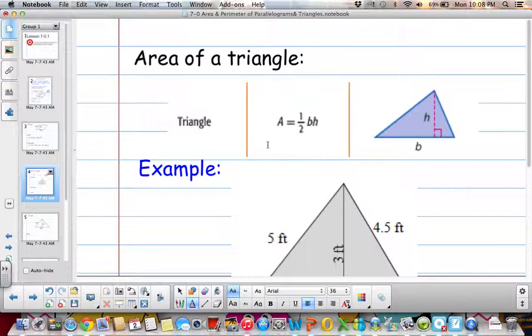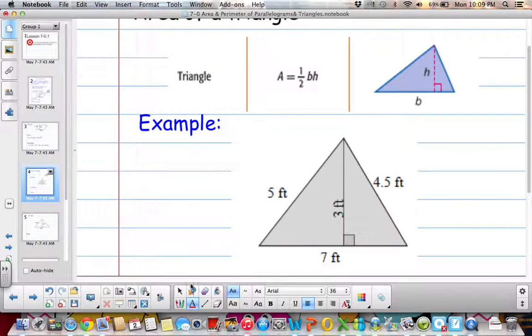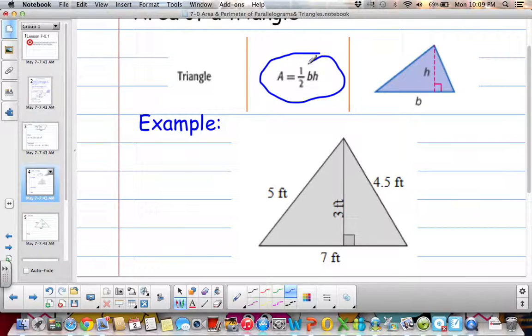Okay, finding the area of a triangle. Area of a triangle is 1/2 times the base times the height. As you can see, here's our base down here, and the height is from the bottom to the top, or to the point.